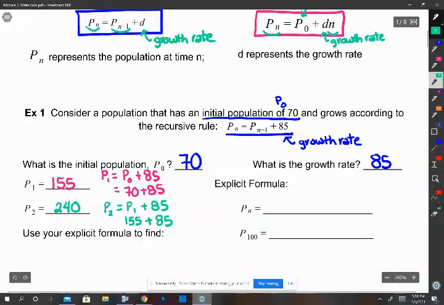And so forth. So we could keep going forever and ever. But what they're saying is, well, it would be easier if you just wrote an explicit formula right from the beginning and you would get the same answer. So P sub n would equal P sub 0, which we know, plus our D amount, which is 85, times N.